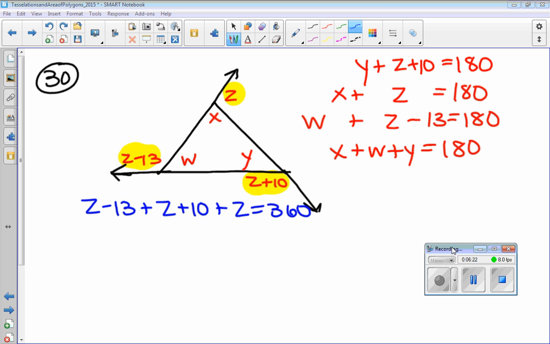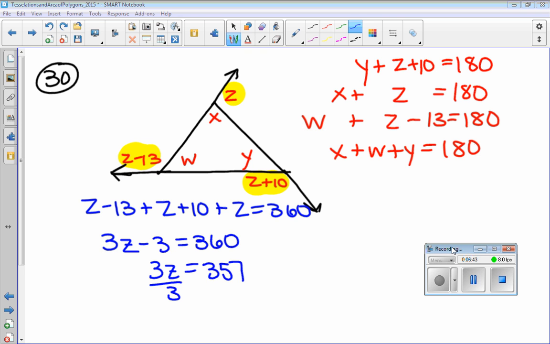Okay. So how many z's do we have? We have 3 of them. So 3z plus, actually I guess it's minus 3, isn't it? Just combining like terms here. Minus 3 is equal to 360. Adding 3, what is 363 divided by 3? What did I do wrong? What did you get? 121. Good. All right, so that's one of the variables, but I still have to go and find the rest of them, don't I?